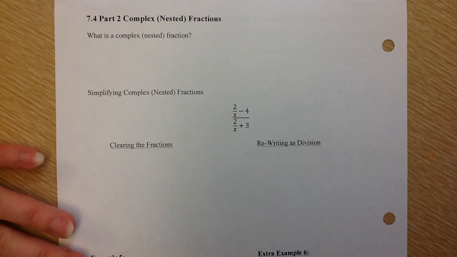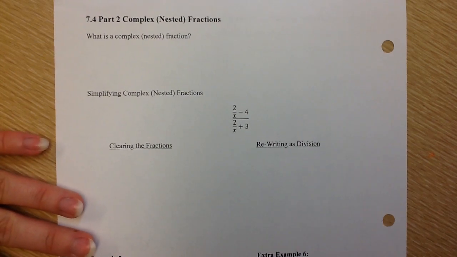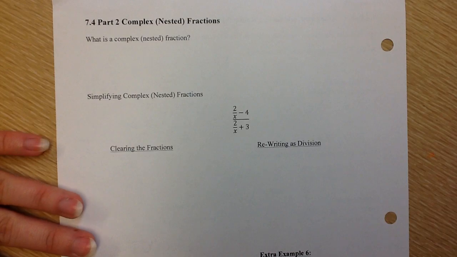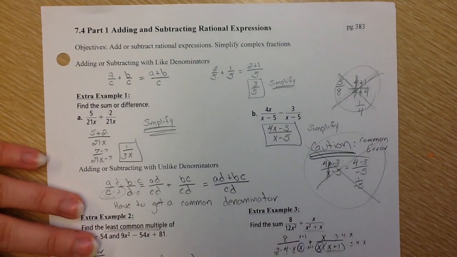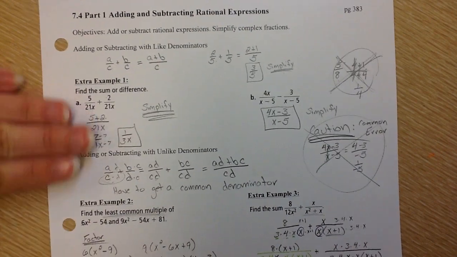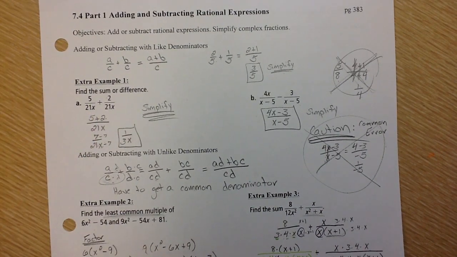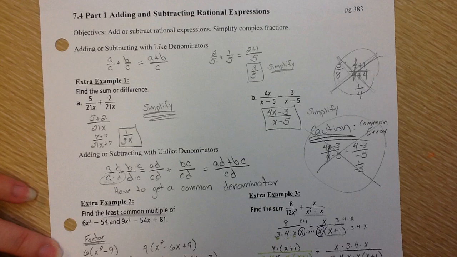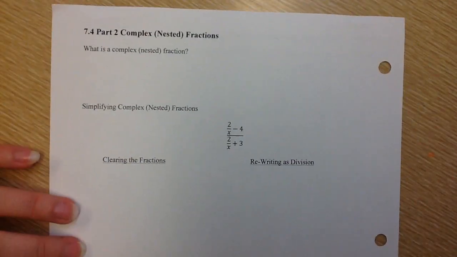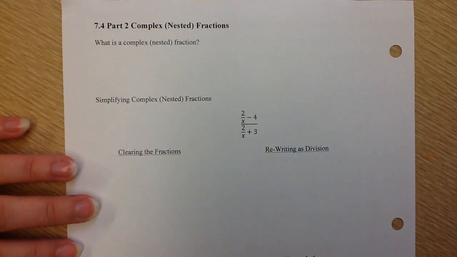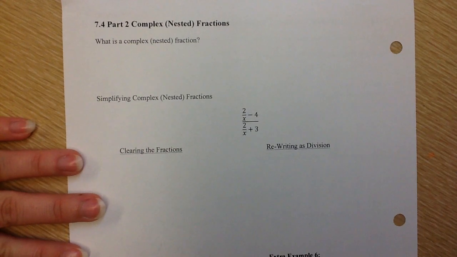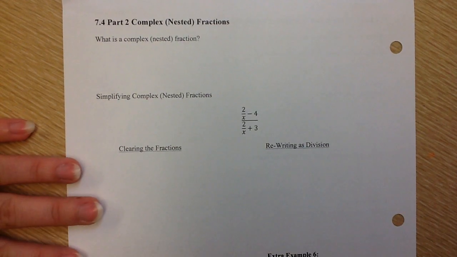All right, section 7.4, part 2, complex, or what we call nested fractions. This is on the back of your 7.4 notes. You've already taken this skill check. We already know how to add and subtract rational expressions. You've already taken the skill check on that. So now we need to learn how to simplify what we call these complex or nested fractions.